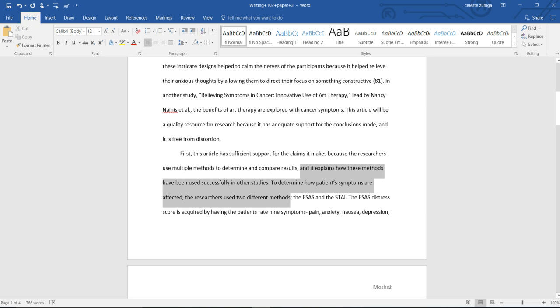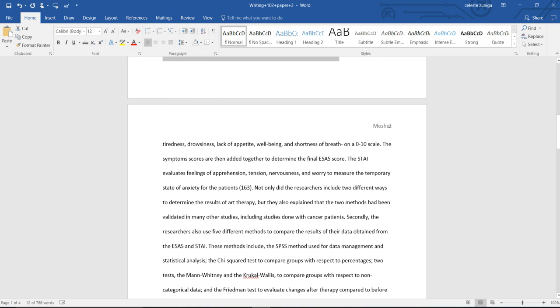"It explains how these methods have been used successfully in other studies. To determine how patients are affected, the researchers use 2 different methods, the ESAS and the STAI. The ESAS stress score is acquired by..." now she's explaining some of this terminology in her paper. Excellent. Always explain if you have confusing terminology. "Not only did the researchers use 2 different ways to determine the results of art therapy, but they also explained that the 2 methods have been validated by many other studies. Secondly, the researchers use 5 different methods to compare the results of their data."